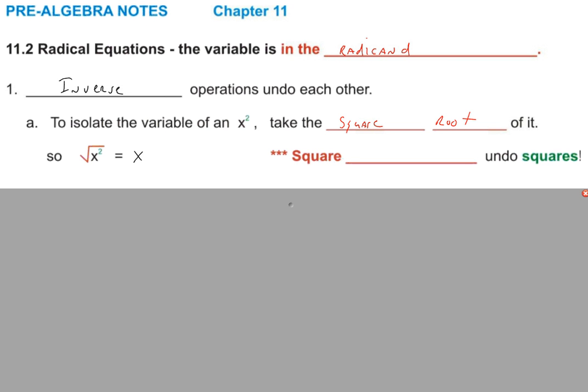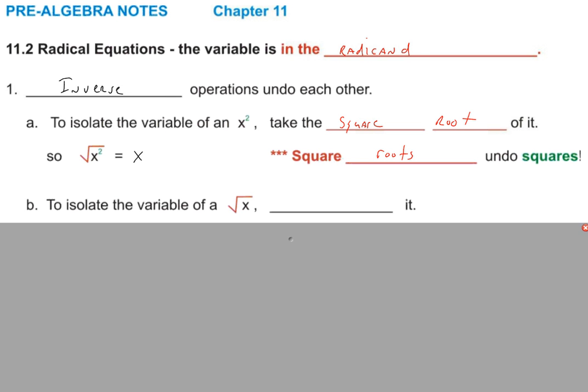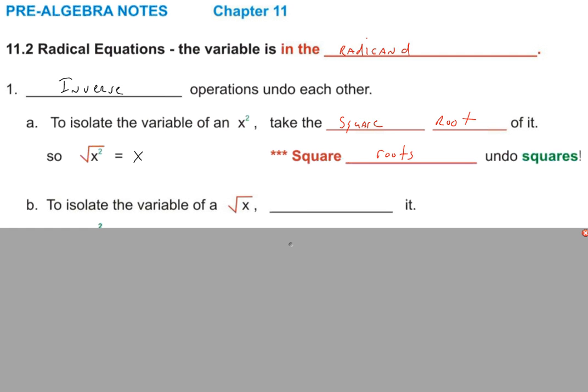So what's the square root of x squared? It's x. So here's the point. Square roots undo squares. That one we're going to use tomorrow. Well, here's the second one. To isolate the variable of a square root of x, you want to square it.